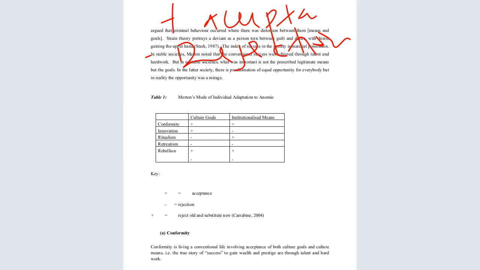And then we have the retreatists. These retreatists will be people who will now go against everything. Watakataa the goals na watakataa pia the means.